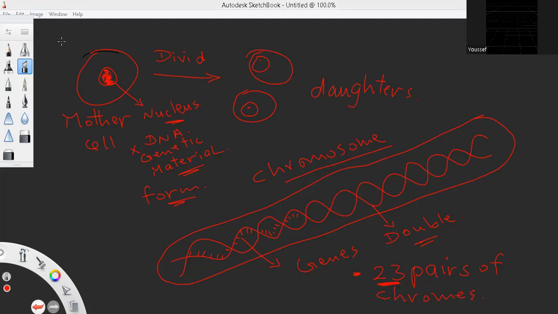Donkeys have their own number. Flies have their own number. Cats have their own number. Dogs have their own number. So each species has its own number of chromosomes. So all animals have different numbers of pairs of chromosomes. Each species, not animals only.